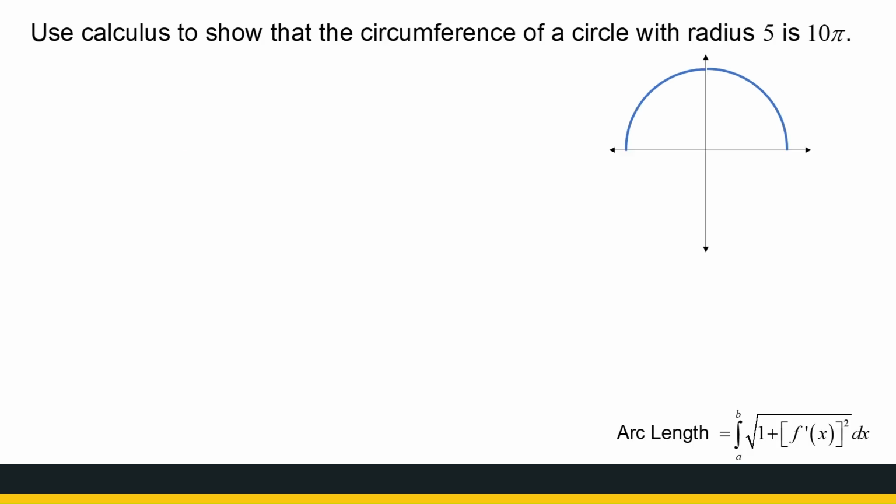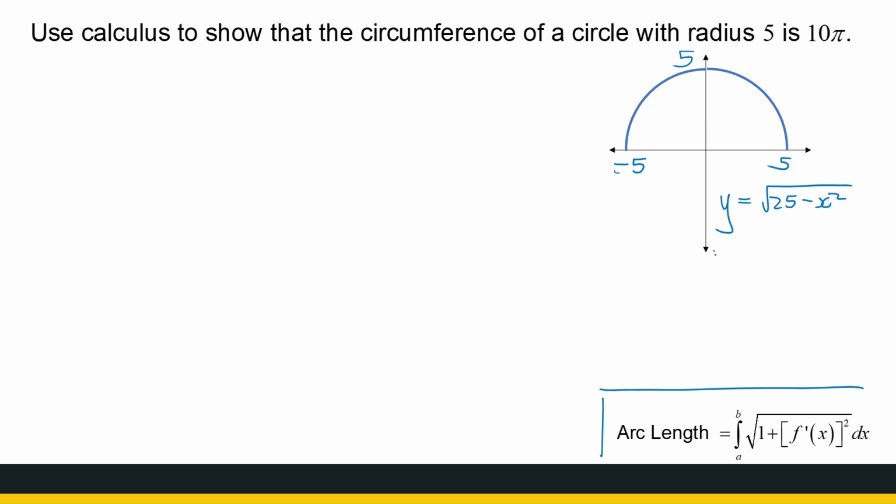All right, so let's get started. Use calculus to show the circumference of a circle with radius 5 is 10 pi. So now I know my circle has a radius of 5, so that's 5 and that's minus 5. Now, the arc length formula that we derived earlier in this playlist is given there. So what we need to know is what function is represented by this half circle. The reason we're looking at a half circle is because a full circle is not a function. But that is y equal to the root of 25 minus x squared. So that's my function.